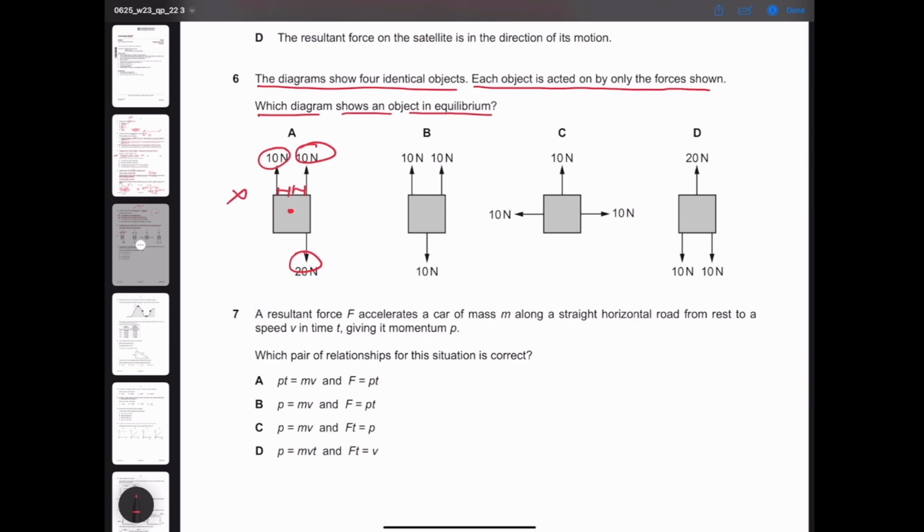And B looks a little correct, but let's see. B according to moments is correct, but the net force is not 0. Total upwards is 20, total downwards is 10. So this is not an equilibrium, right? This 10 Newton will cancel this 10 Newton, but there is nothing to cancel this. This is also not an equilibrium. But now option D, this is an equilibrium. The net upward force is equal to net downward force, and the moment of force is also 0 here. All right, so the answer should be D.